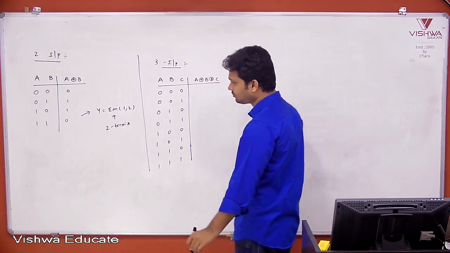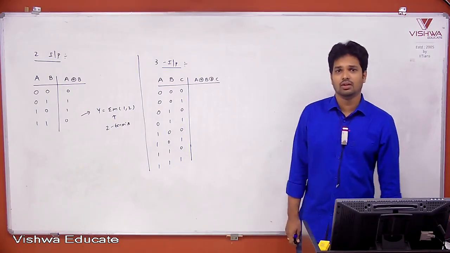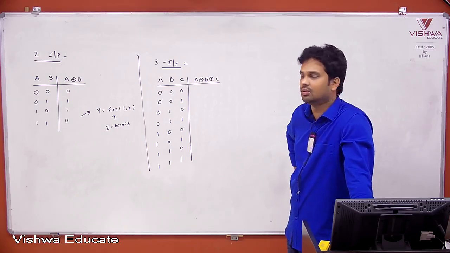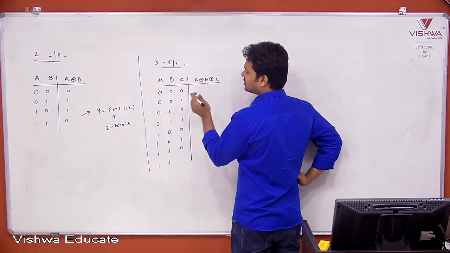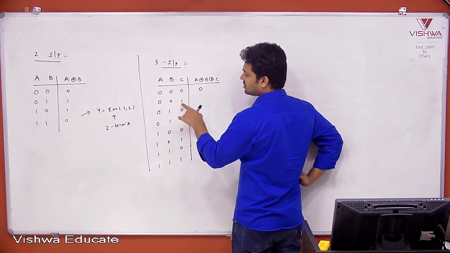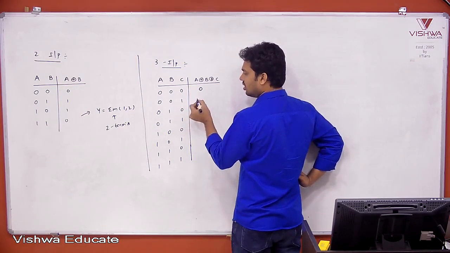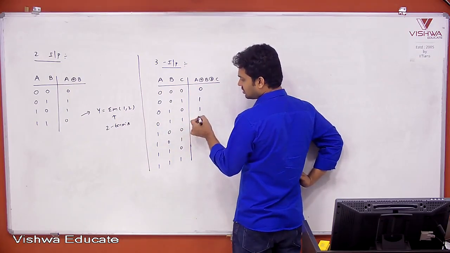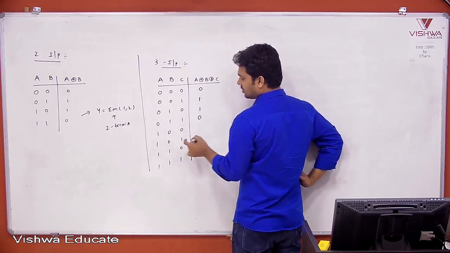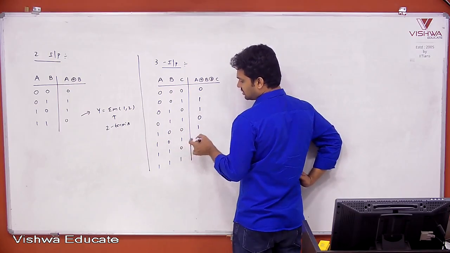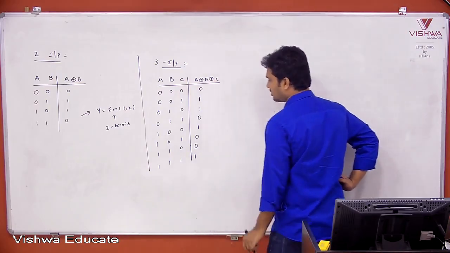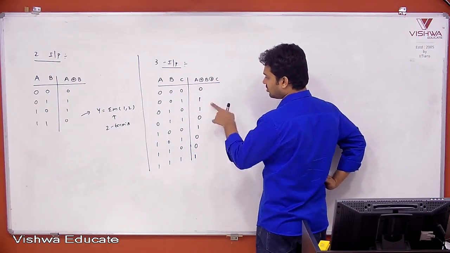What is the XOR function? We know whenever the input contains an odd number of ones, then the output is equal to 1. Here how many ones are present? No ones, 0. Only 1 means odd. Here 2 ones, 2 means even. Here 1 means odd. Here 2 ones, even. Here 2 ones, even. Here 3 ones means odd. So whenever the input contains an odd number of ones, your output is 1.